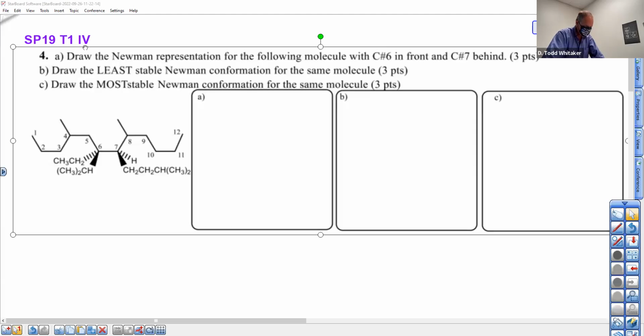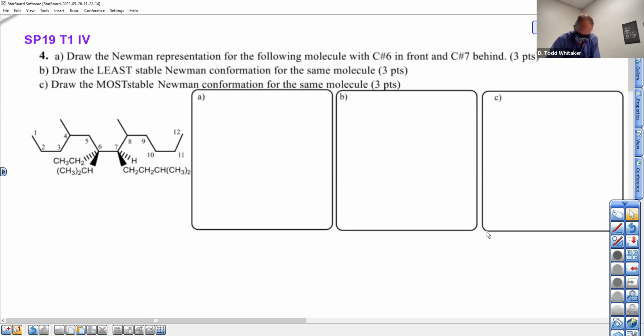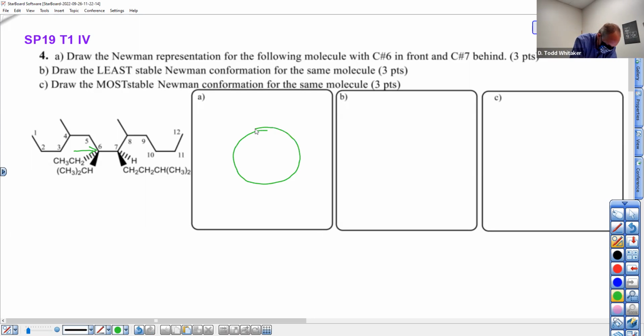We had a request to do a Newman projection question. This one we picked from Spring 19, Test 1, Part 4. Our instructions are to put my eyeball right here. You have no choices in this question. You are told exactly how you are supposed to draw this molecule and which direction you're looking from. So this circle that I'm drawing is carbon 6 every time.